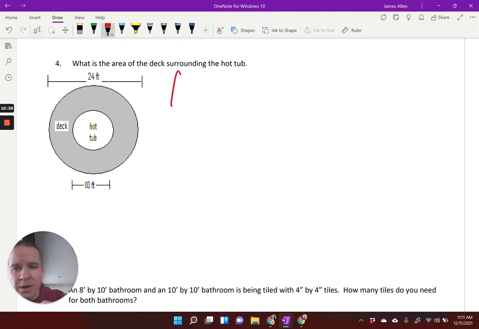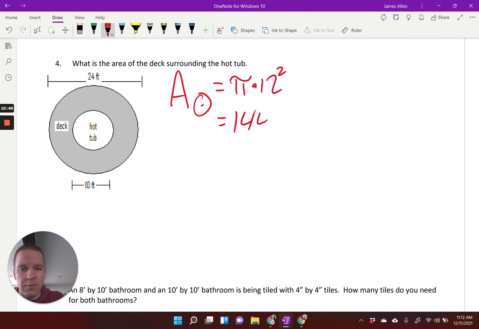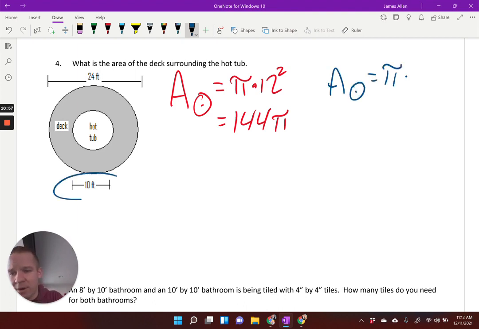All right, so area of the big circle we'll do in red, and that's going to be pi times, what's my radius? 24 divided by 2 is 12 squared. So we got 144 pi. I'll leave it like that for now. The next one is, let's see here, area of the inner circle. Well, it's pi times, and it looks like my diameter is 10 down here, so radius is 5. All right, we get 25 pi.